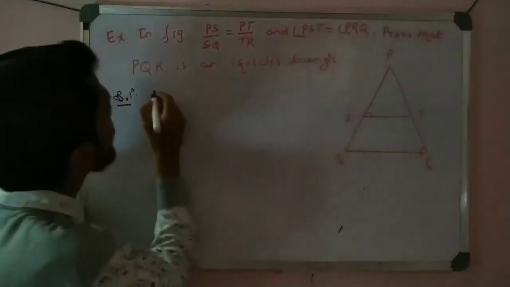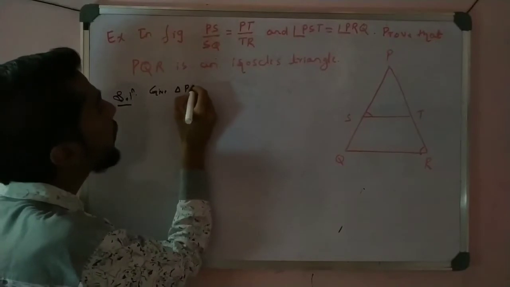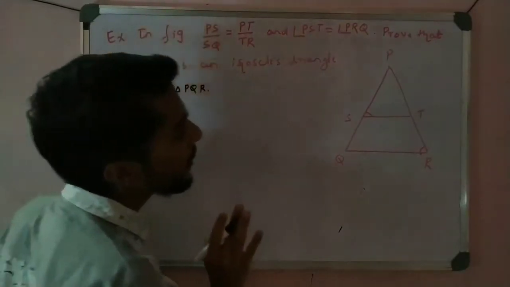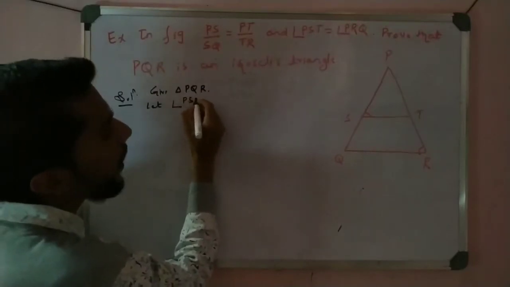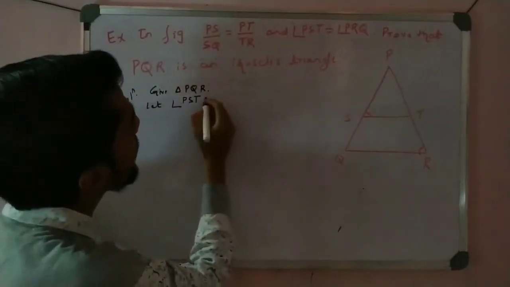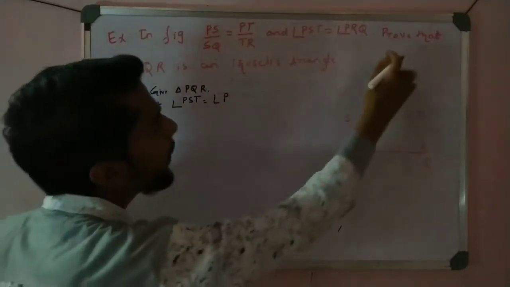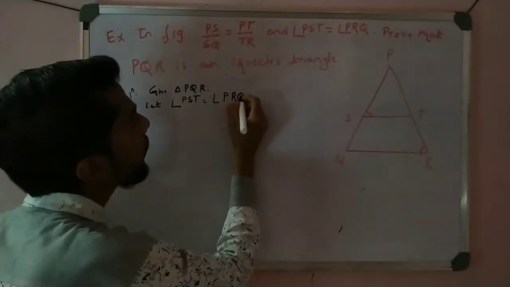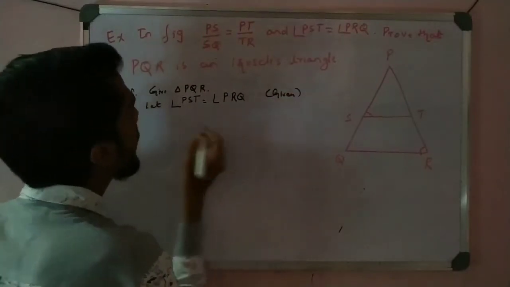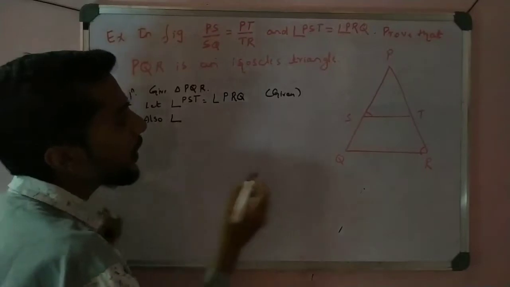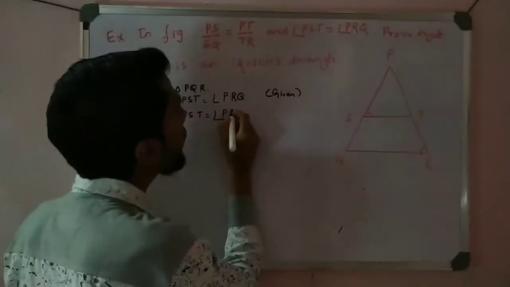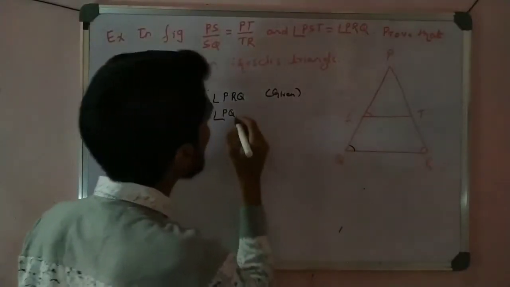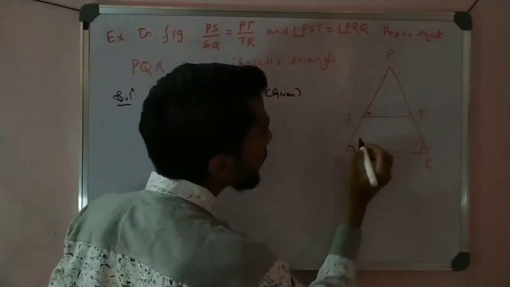Now see here, given: triangle PQR. Okay, first the triangle is given, PQR. Now let's see what else is given. I can write angle PST is equal to angle PRQ. That is given. Also, see here, angle PST is equal to angle PQR. This angle is also equal to this angle.